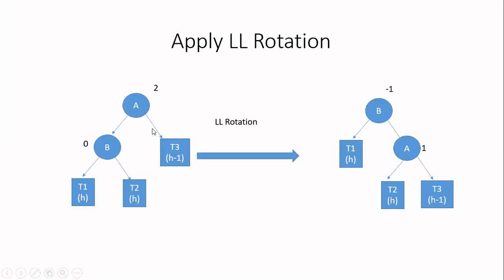Therefore, what will happen? A, which is now at the root of this particular tree, will come down when you pull it down. And then whatever right subtree you have associated with A, that will remain as the right subtree of A because you are pulling it down. After that, B will move up. Since you are pulling it down, B will move up. So now B is the root, and whatever is the tree of B should also move up.